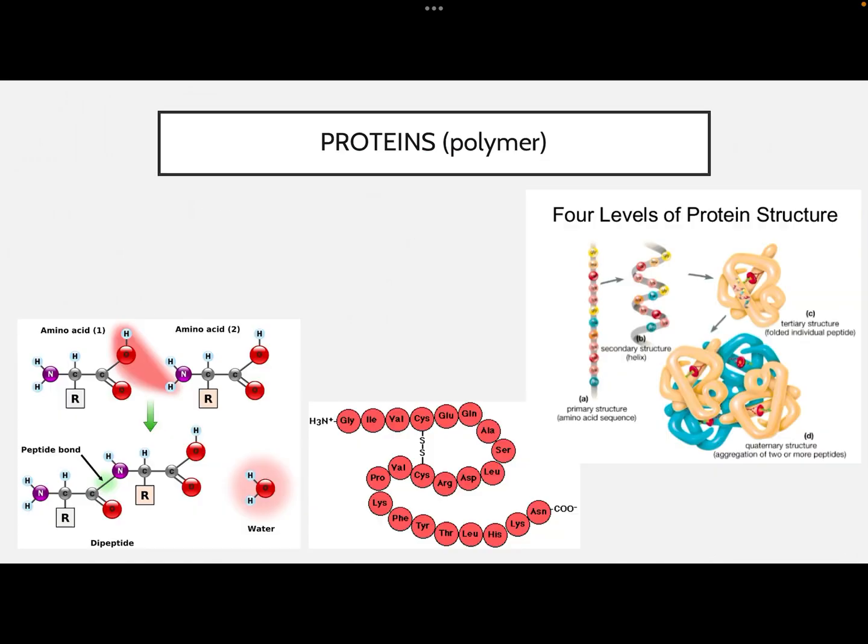All right, the last biochemical macromolecule we're going to look at are proteins. And like carbohydrates and nucleic acids, proteins exist as a polymer. So there's a repeating piece that's hooked together to form a long chain. The simplest piece of a protein, the monomer, is called an amino acid. And amino acids all have the same structure.